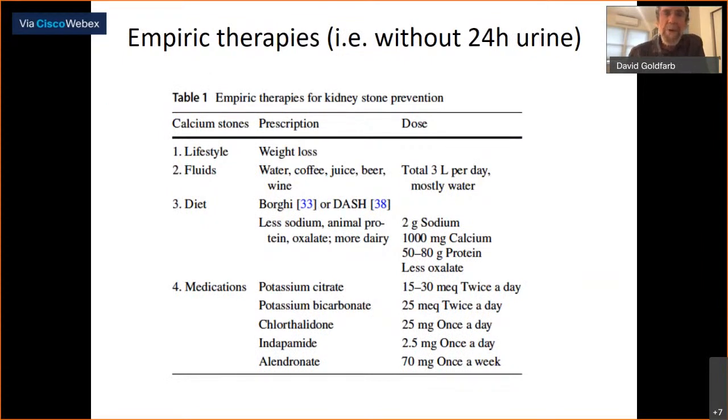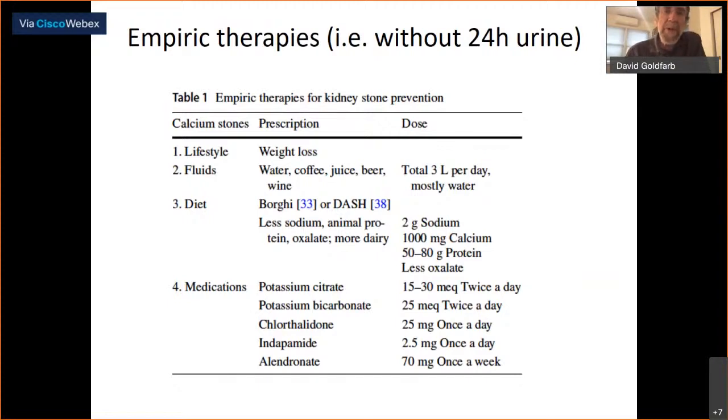So thinking about what those empiric therapies are, and here I want to say that I talk to my patients about these things as though I were talking to them about the next medication that I was going to give them. Lifestyle and weight loss is clearly important, as our growing kidney stone prevalence is correlated with growing weight. Metabolic syndrome, diabetes is very important.